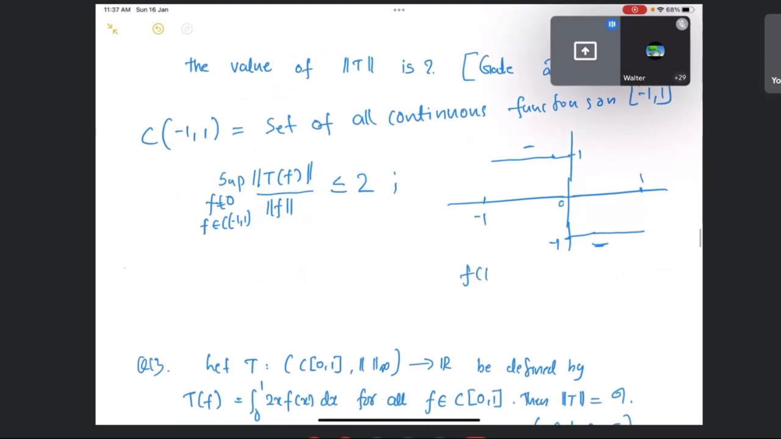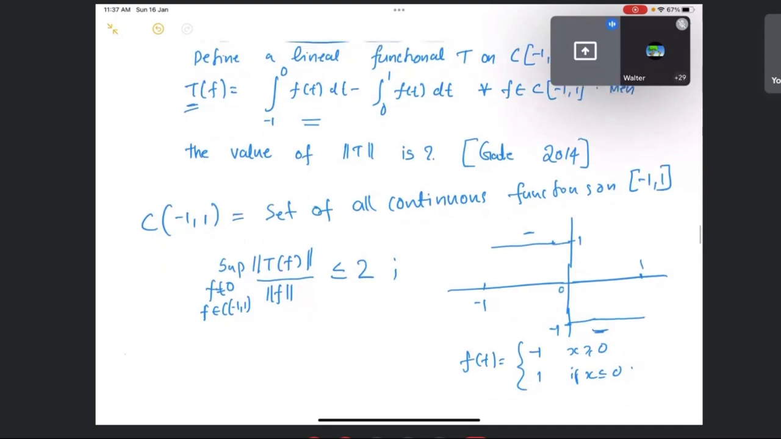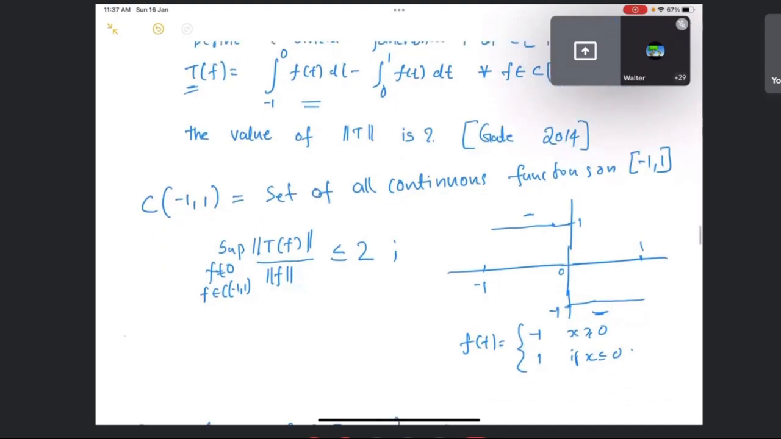If f of t is defined in this way, I mean f is not continuous, but if I take f of t to be minus 1 for t greater than or equal to 0, and 1 for t less than or equal to 0, then I am getting this integral to be 2. I think I am clear here.